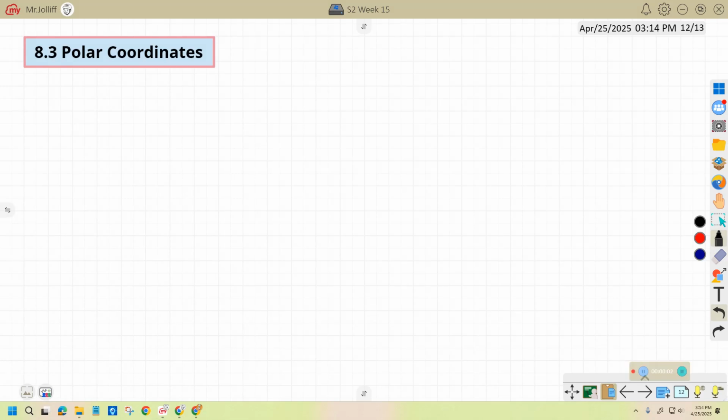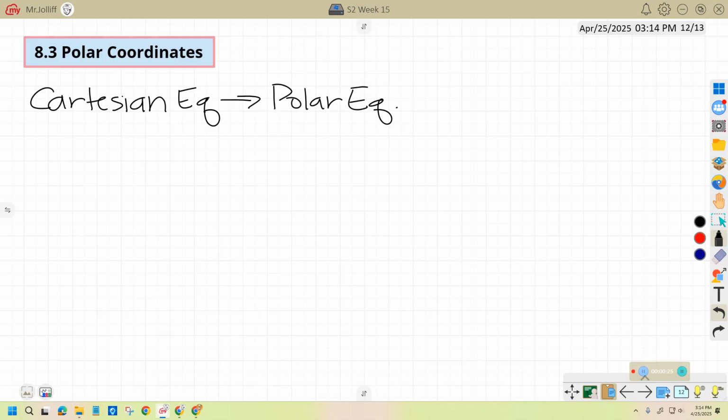Okay, so last time we learned about how to go back and forth between Cartesian and polar coordinates. Now we're going to do the same for equations. And we're going to start with rewriting Cartesian equations as polar equations, because up to now in math, we've only worked with Cartesian equations.